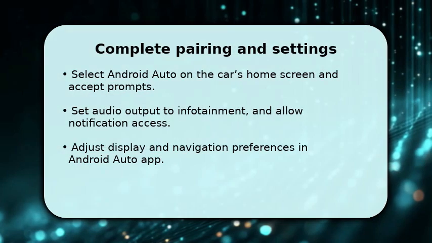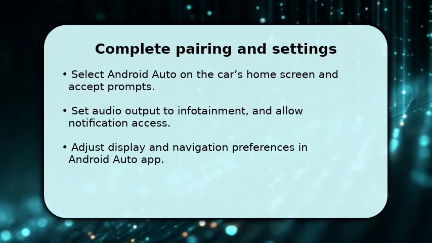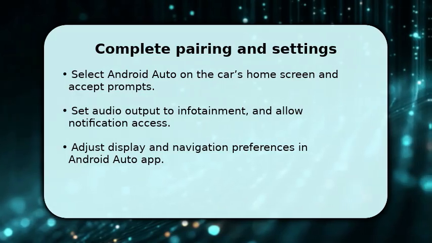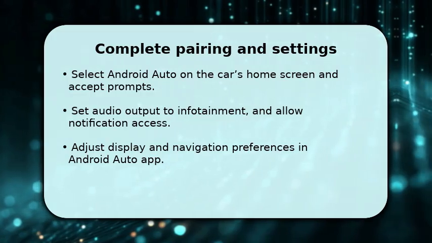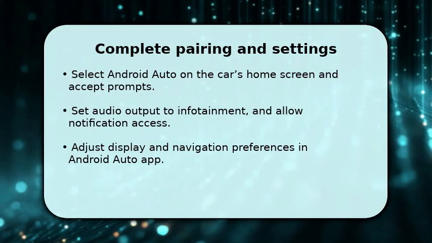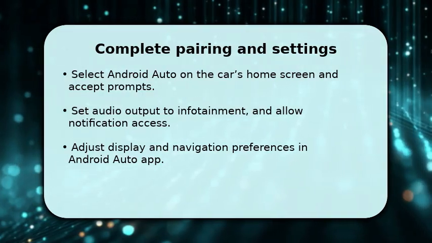Once done with the initial handshake, select Android Auto on the Punch's display and accept any prompts shown by the infotainment. You should allow the phone to route audio to the car so navigation, voice, and media play through speakers. Make sure notification access is enabled so messages show safely.